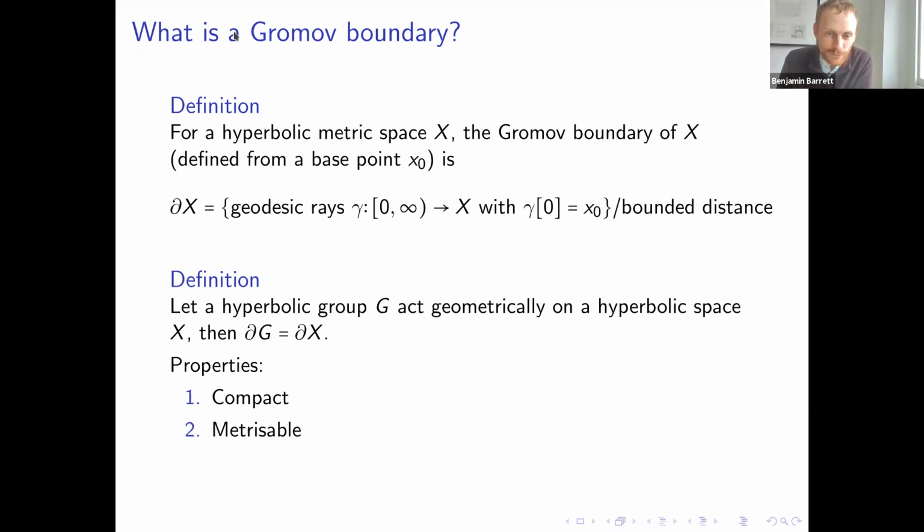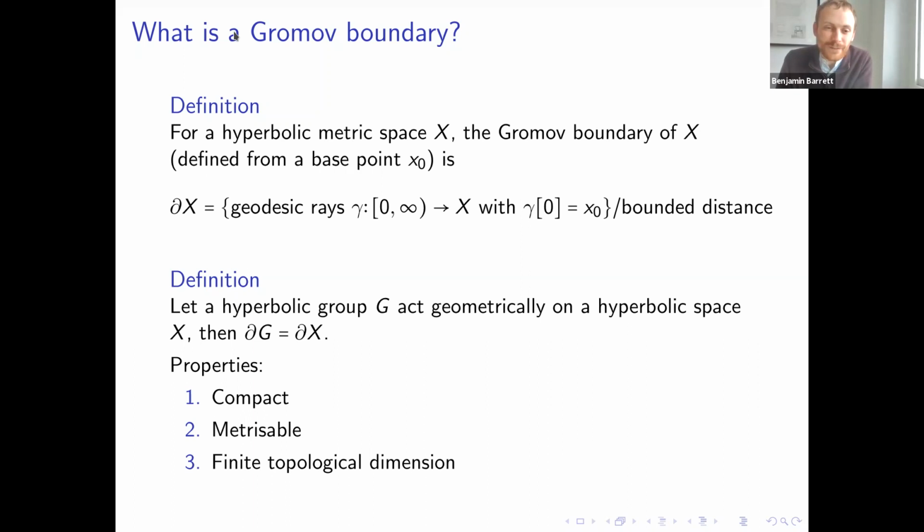Secondly, it's metrizable. So it's naturally a topological space, and in fact it's a topological space that you can equip with a metric, which isn't true for all topological spaces, but is true for all of the topological spaces I like thinking about.